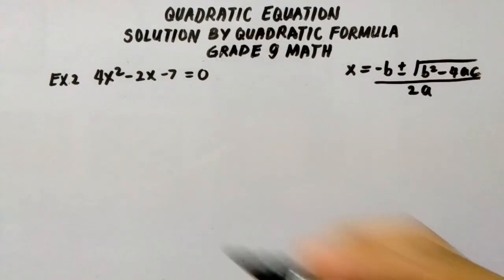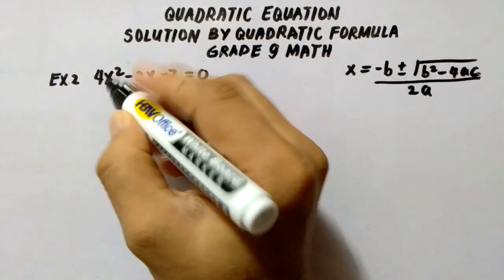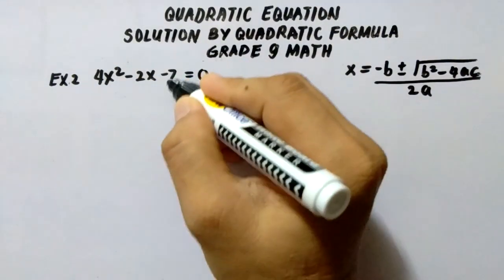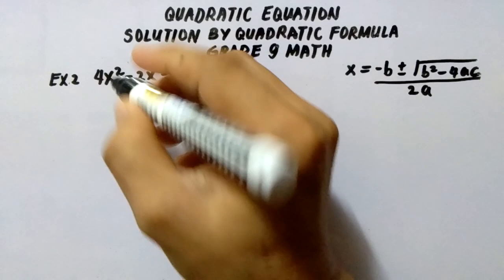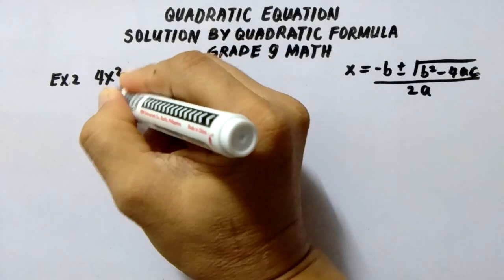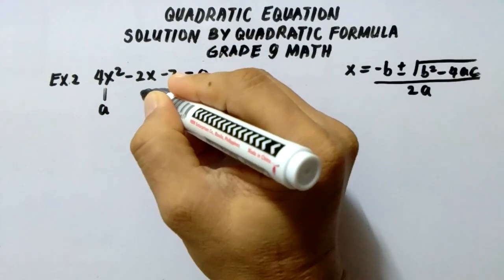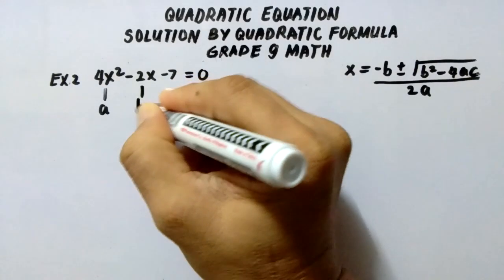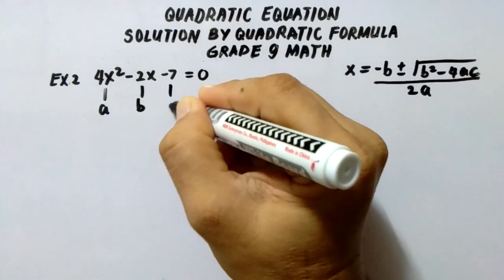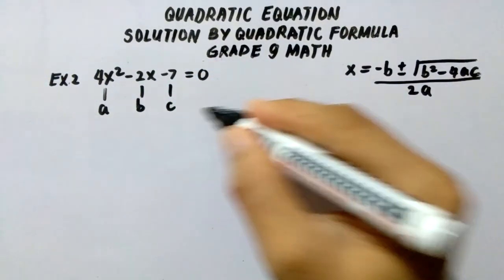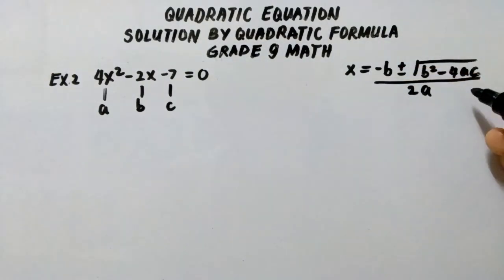Okay. So, example number 2. So, we have 4x squared minus 2x minus 7 is equals to 0. Okay. So, assume po natin yung 4x squared, letter A. Then, negative 2x, letter B. And negative 7, letter C. Then, substitute po natin dito sa quadratic formula.